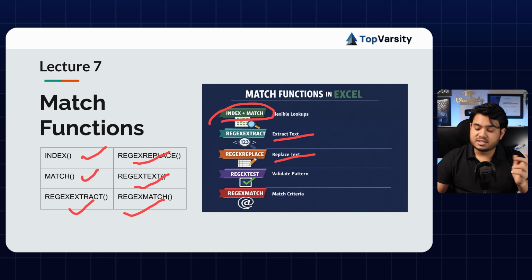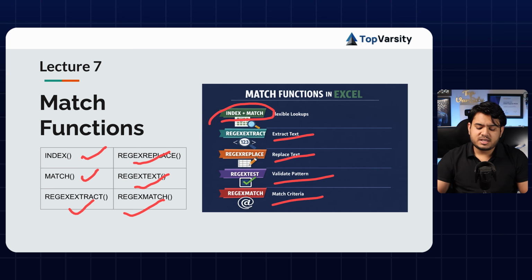Next is replace text. If you want to replace something, you can use that. Then validate pattern: if you want to find something, for example, you have email IDs and you need to find their domain name. Some people have @gmail.com, a few people have @yahoo.com. Like this you can extract a particular pattern from the text, and for that we'll use validate. And the last one is regex match, where we match the text. For example, you have some word like cricket and you need to check whether the word cricket exists in the paragraph or not. For that we will use this match criteria, which is the regex match function.